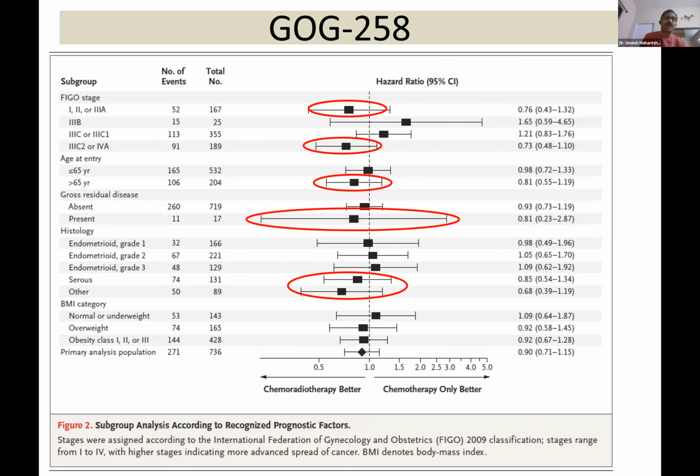And this is a forest plot which shows that the outcome was more in favor of chemoradiotherapy for more advanced disease, that is stage 3C, and serous histologies or type 2 histologies. Suffice to say that chemoradiotherapy definitely improves the outcome in stage 3C and type 2 histology.